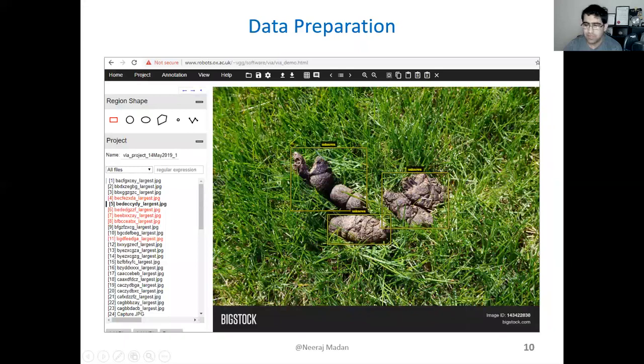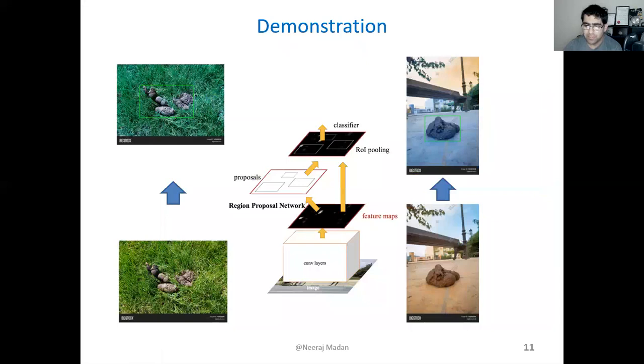This is how the data was prepared using the VGG Image Annotator, and this is how the output looks. Down below were the feeds, and the ones above are the outputs from the model.